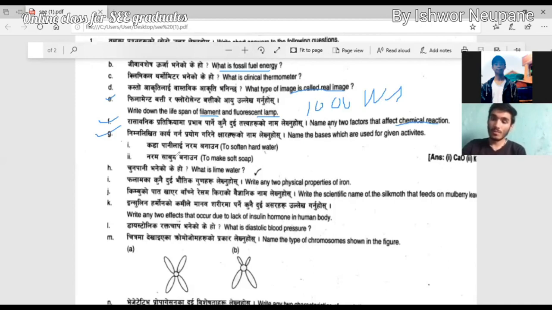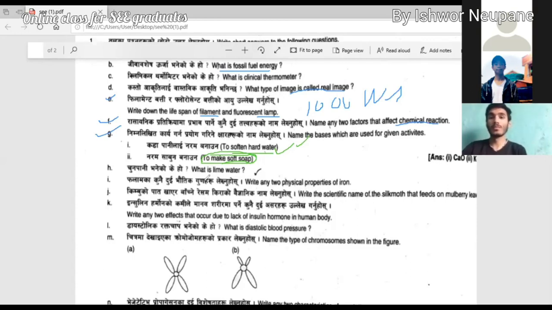Number G is name the bases which are used for given activities: to soften hard water, to make soft soaps. Do you know? What is used to make water soft? That is calcium hydroxide, Ca(OH)2. And to make soft soap, potassium hydroxide. Here, first one is calcium hydroxide, second one is potassium hydroxide.